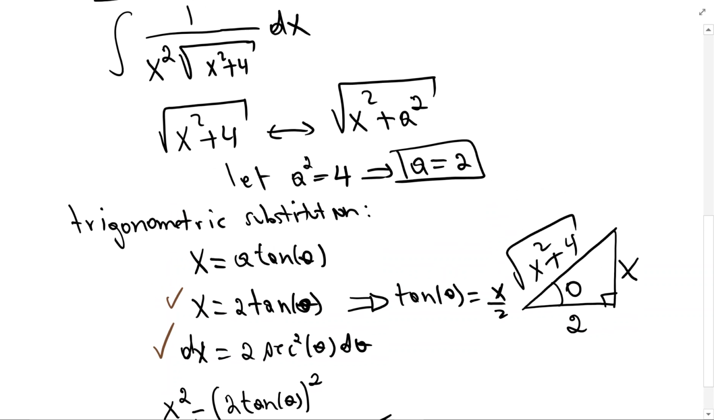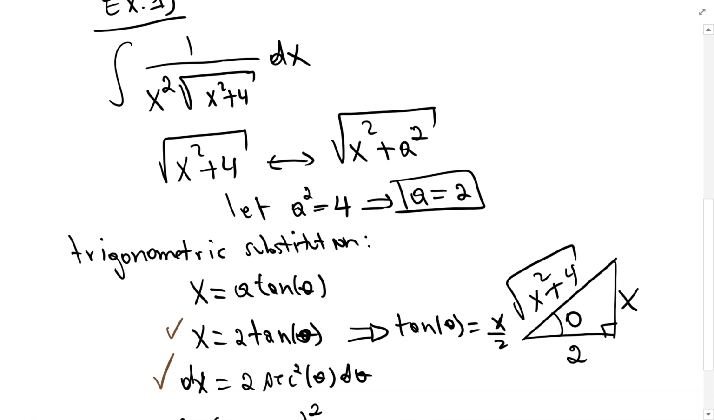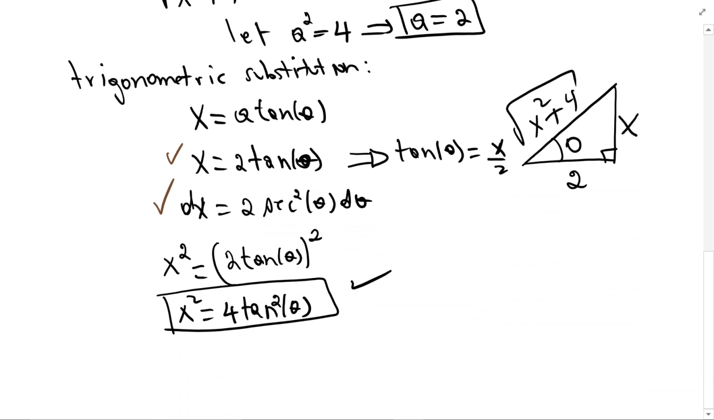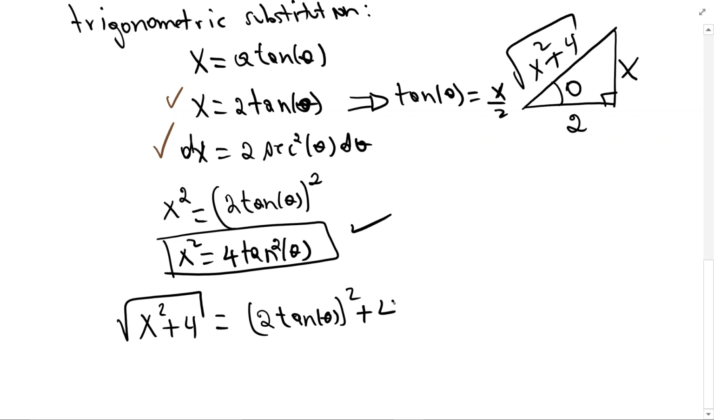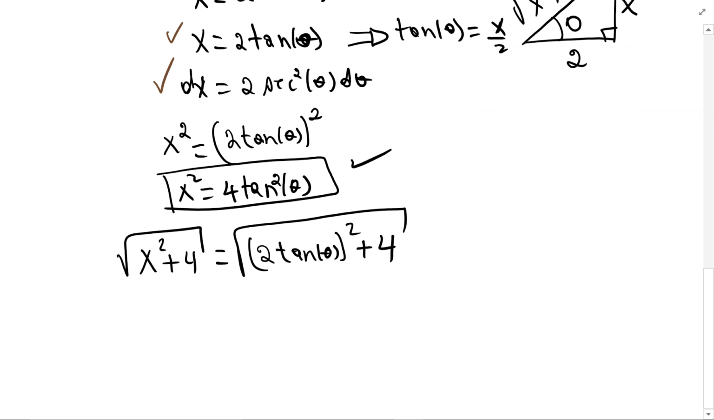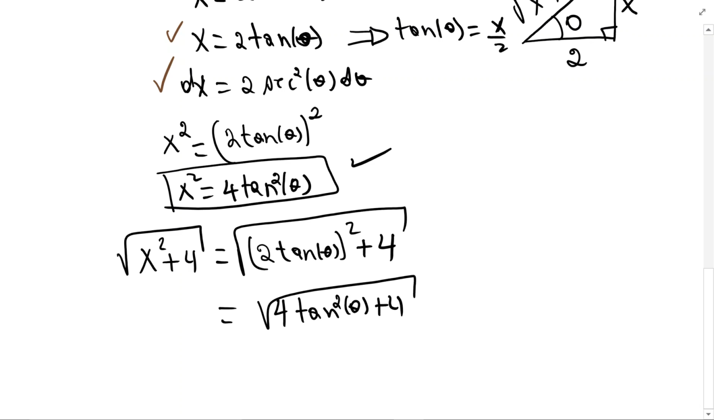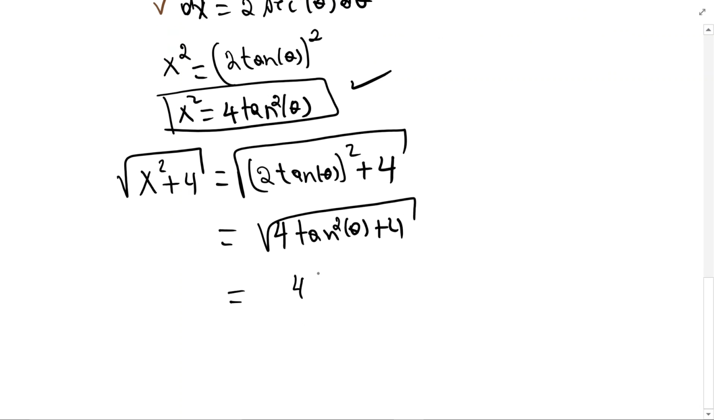When you go back to the integral, we also need the square root of x squared plus 4. Since x is 2 tangent theta, you're going to have 2 tangent theta, squared, plus 4, and everything is under the square root. Now, when you square 2, you get 4. You square tangent, you get tangent squared, and then plus 4. And here, we can factor out 4.